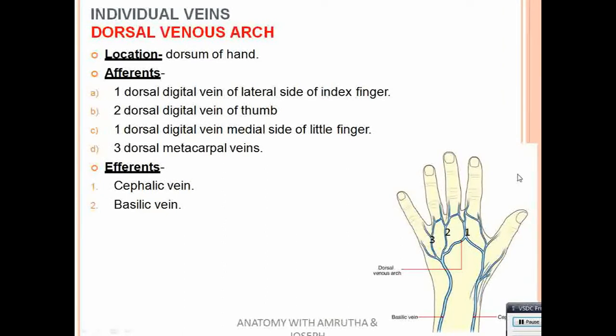Now the efferents of the dorsal venous arch are the cephalic vein on the lateral aspect and the basilic vein on the medial aspect. In fact, this arch continues on the lateral side as the cephalic vein and on the medial side as the basilic vein.